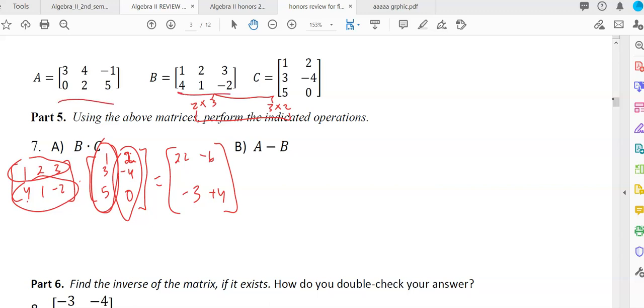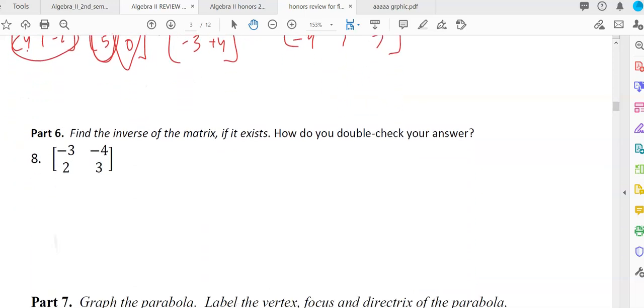E minus B should be a little easier. So we're going to do this one minus this one. I'm just going to write the answer because we know what form. 3 minus 1 is 2. 4 minus 2 is 2. Negative 1 minus 3 is negative 4. 0 minus 4 is negative 4. 2 minus 1 is 1. 5 minus negative 2 is 7. Should be right.